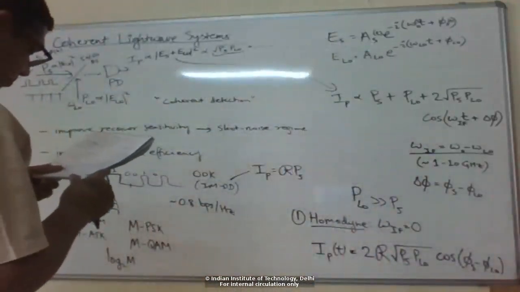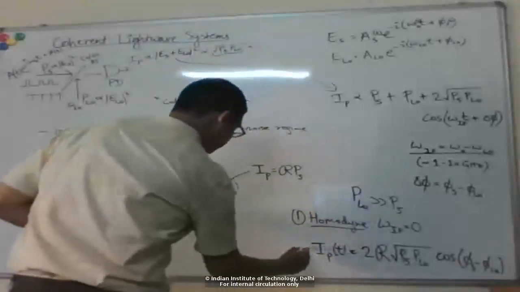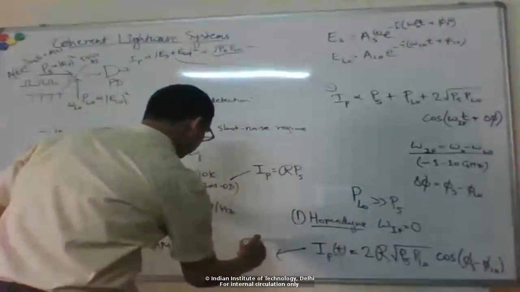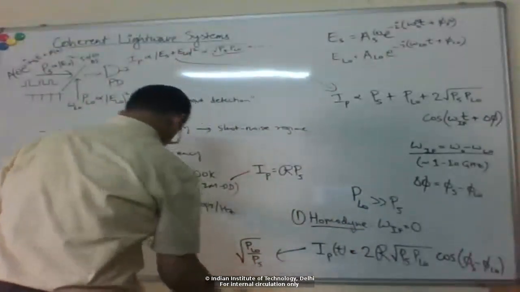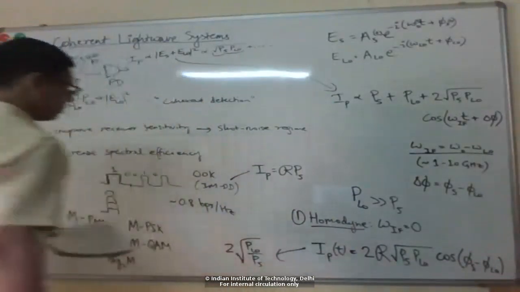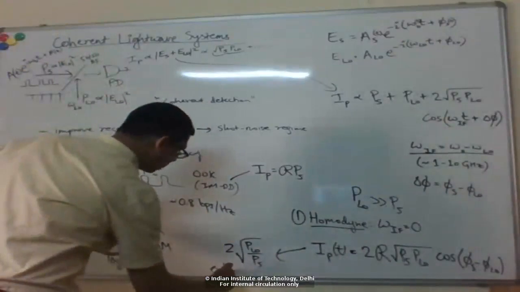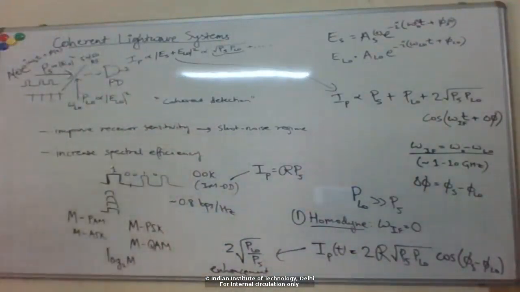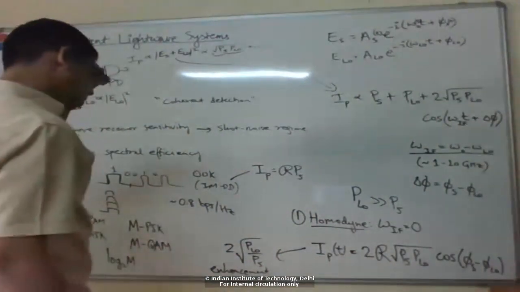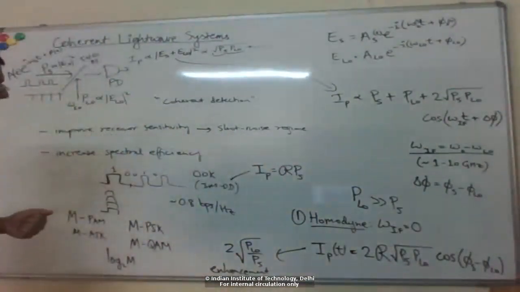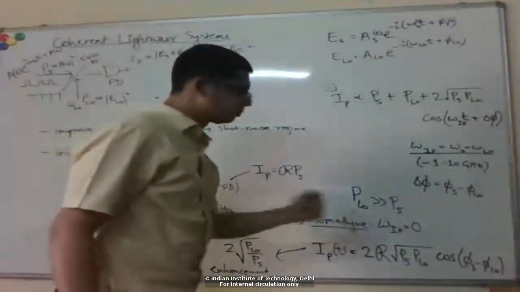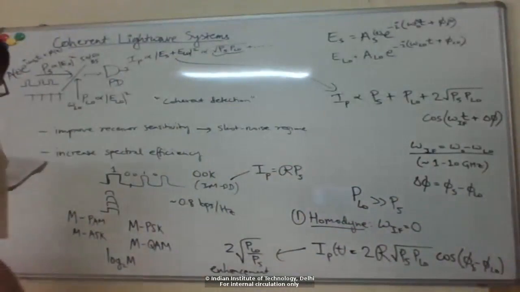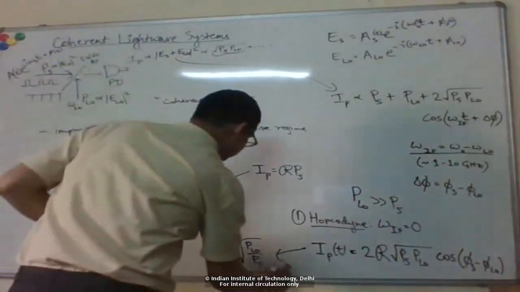So now you can see that the photocurrent for coherent detection, for homodyne detection, is enhanced by a factor of 2 times the square root of PLO by PS. That's the enhancement in the photocurrent I get for the same signal power. So this directly tells you how I can improve my receiver sensitivity. I can get a larger photocurrent for the same received optical power, which will improve my SNR.